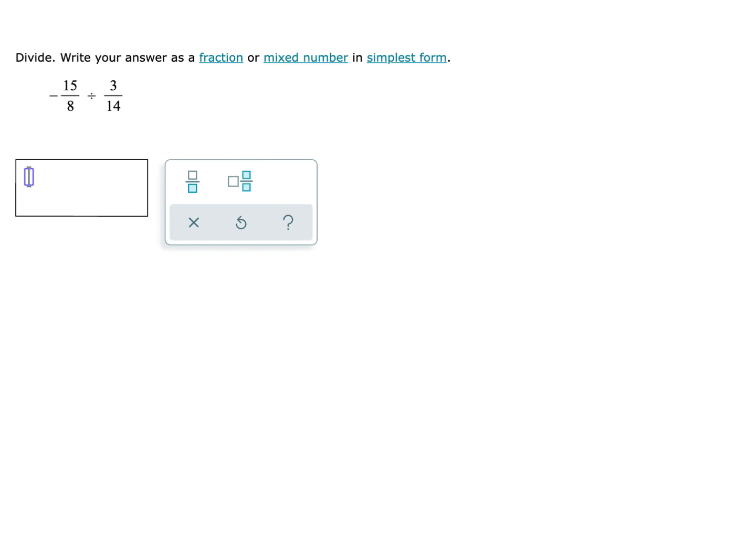For division of fractions, at this level, I like to use a memory device, copy-flip. As you go up through math and become more advanced, you'll want to learn the proper reasoning behind division of fractions. But for our purposes today, we're just going to learn a memory device called copy-flip. All right, so with that, I'm going to write this down: copy-flip.